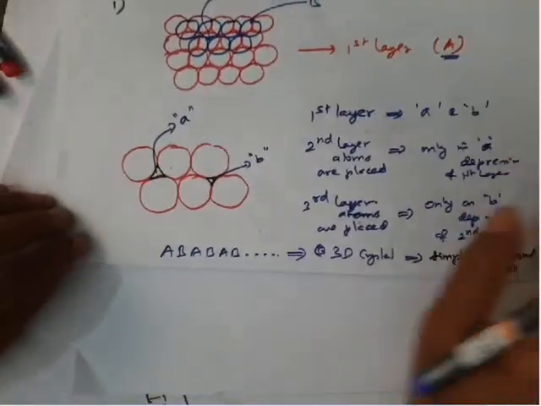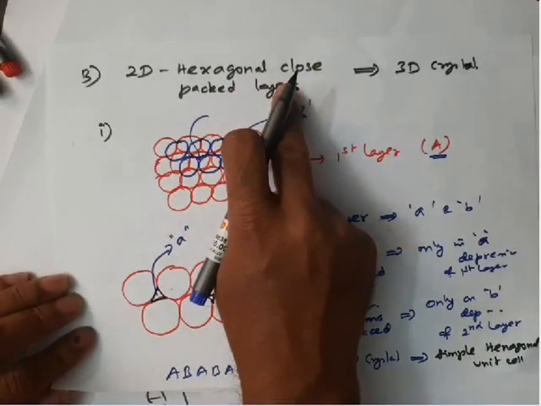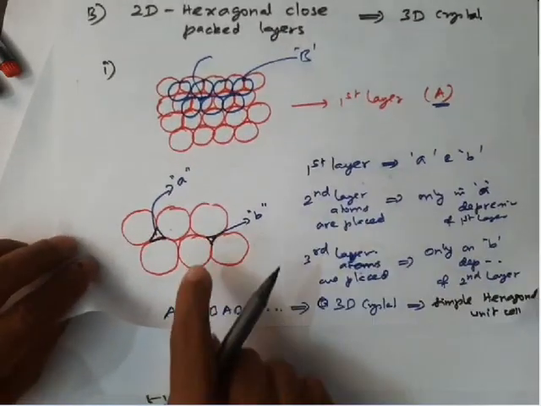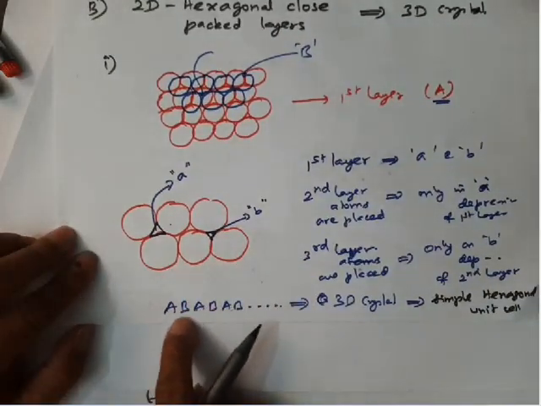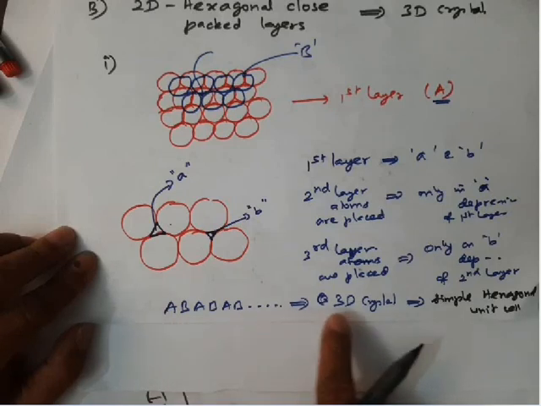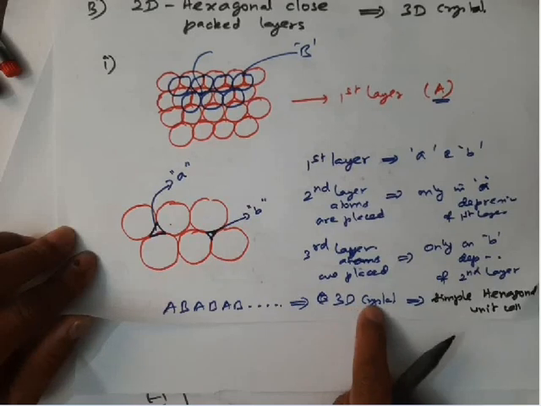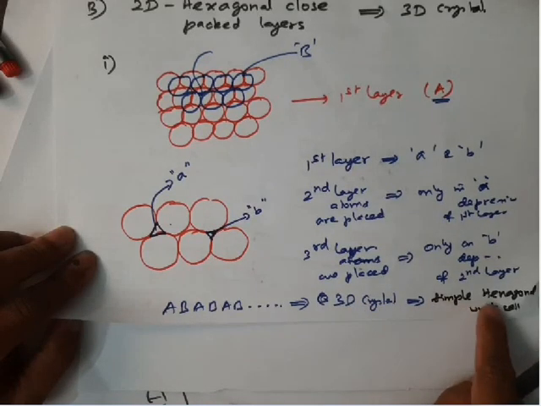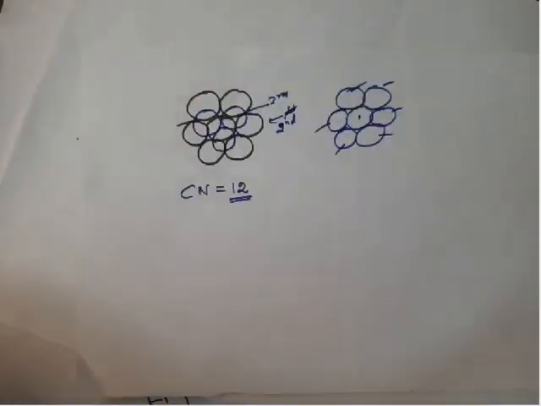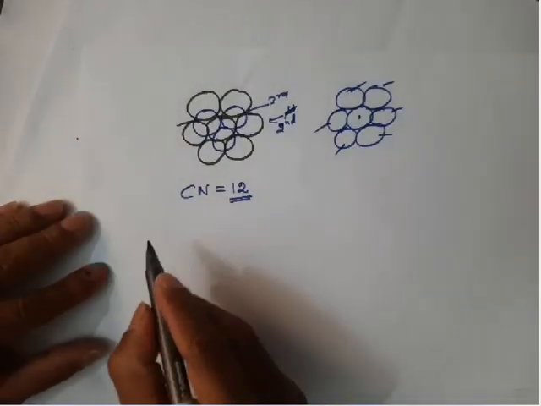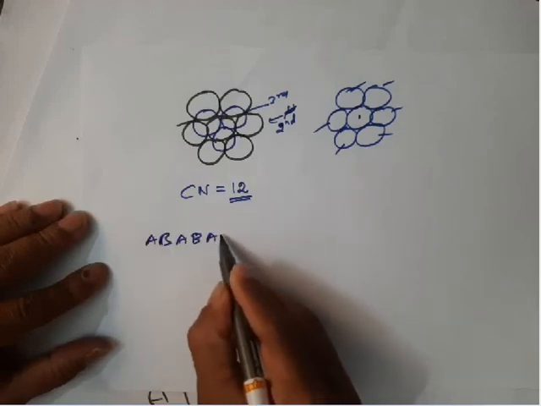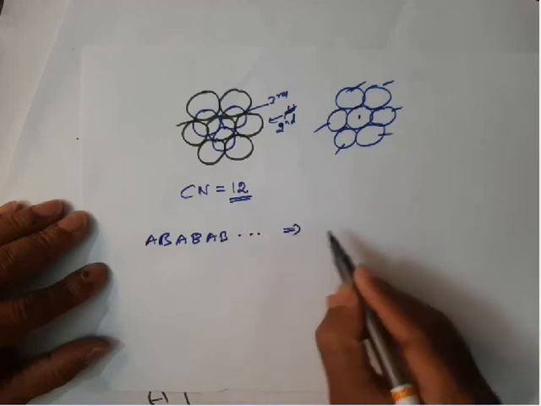Listen, you take two-dimensional hexagonal close packed layers, place the layers one over another in such a manner that it should give AB type of arrangement. If you place the layers like this, you will get a 3D crystal. That 3D crystal consists of simple hexagonal unit cell. That 3D crystal is called as, let me write here. So you will get AB type arrangement that leads to a 3D crystal.